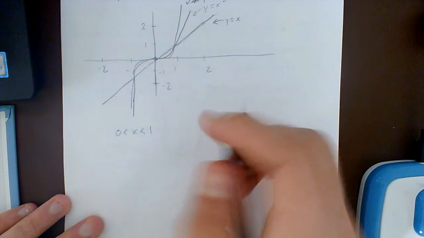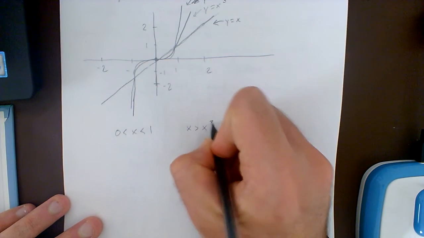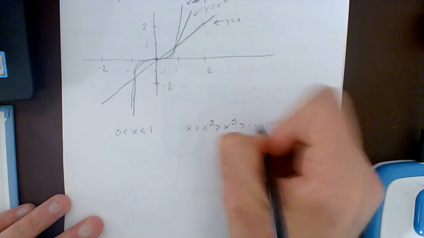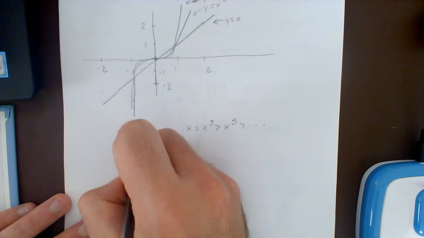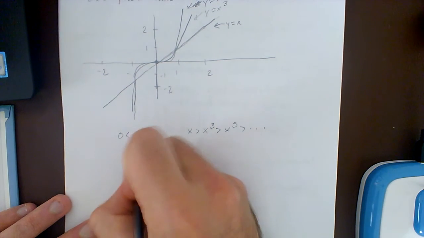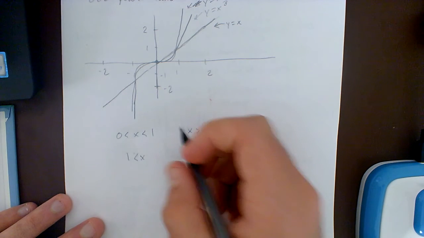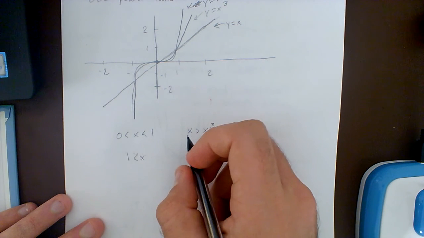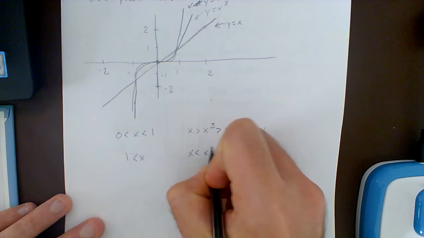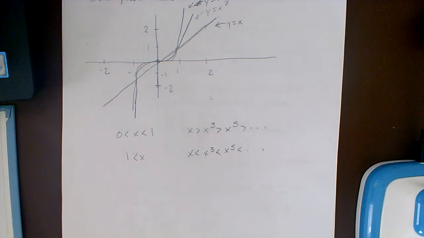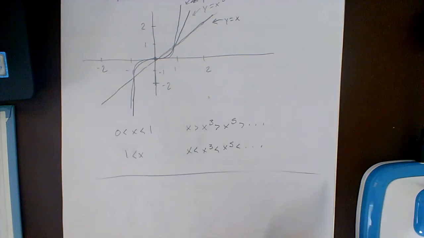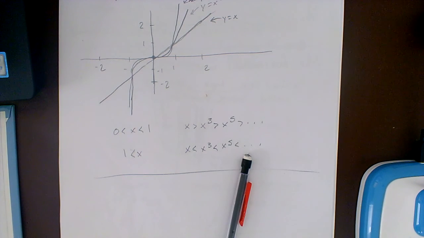Okay, so just like on the even functions, if x is in between 0 and 1, x is bigger than x cubed, which is bigger than x to the 5th. And then once you're greater than 1, we get the other relationship. Okay, so keep that in mind when we're talking about polynomials: the behavior of individual monomials or power functions.